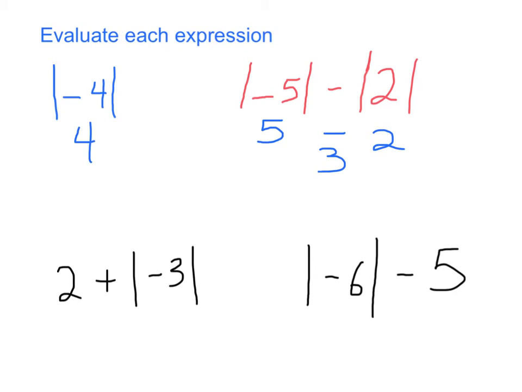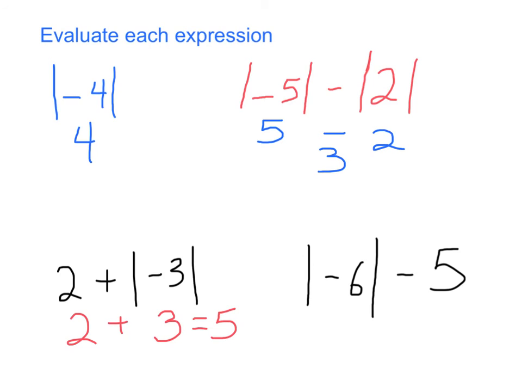In this next example, I have 2 plus the absolute value of -3. Again, I want to find the absolute value first. I'm looking at this and saying the absolute value of -3, how far away from 0 is -3? I know it's 3 units, or 3 numbers, and I'm going to add 2 to that, so that is going to equal 5.